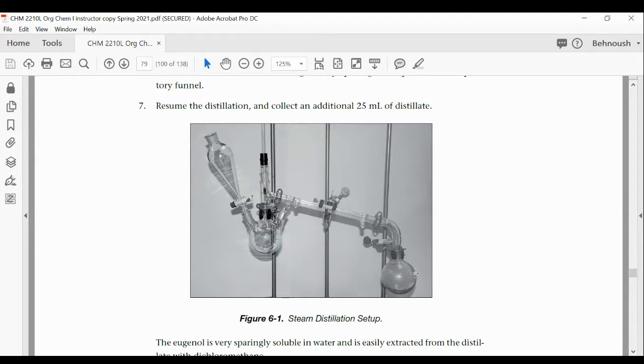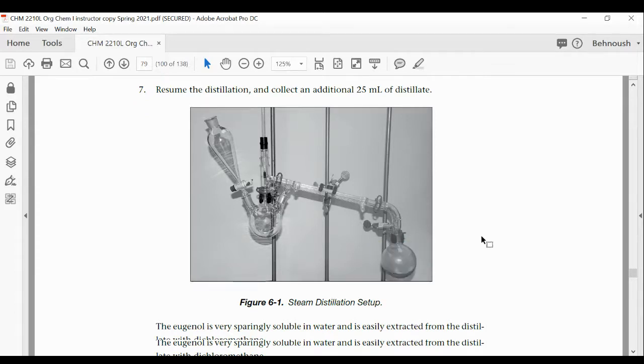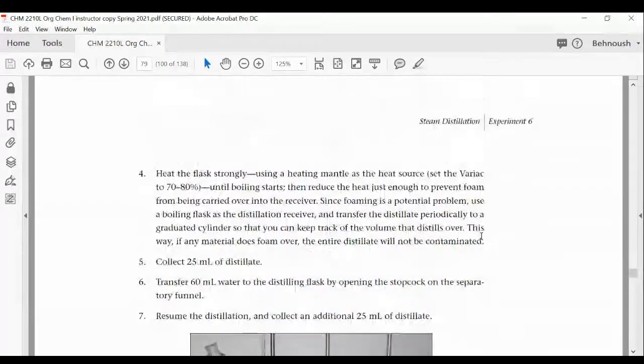And if you see lots of vapor here, you can add an ice bath to cool down the vapor. So we're just trying to avoid losing the vapor, and we're trying to get complete condensation. That's why we are using a closed container. And then periodically you transfer to a graduated cylinder to see how much you have collected.